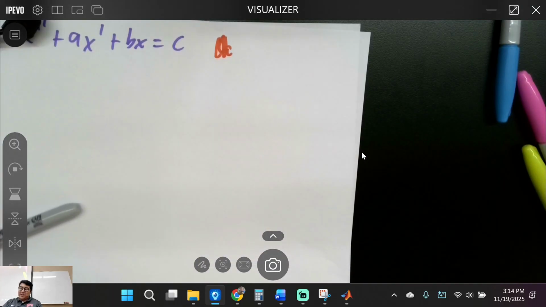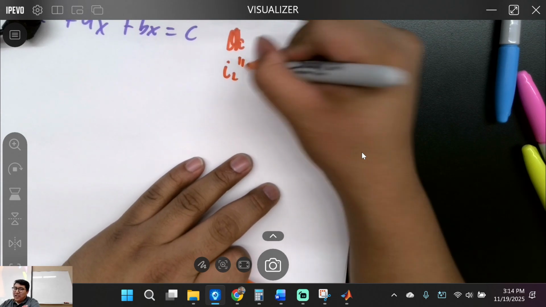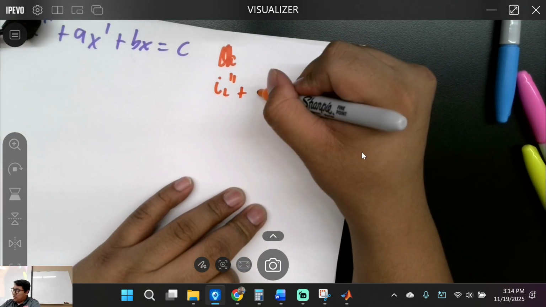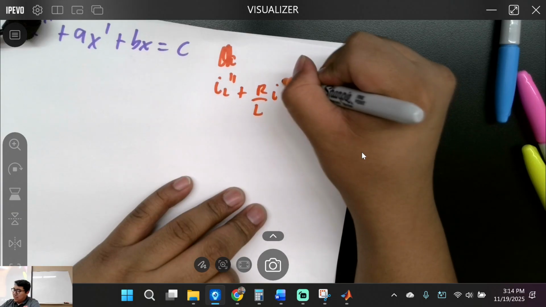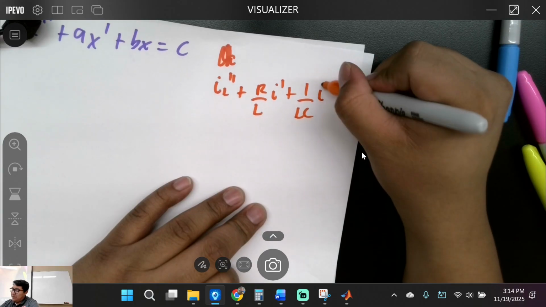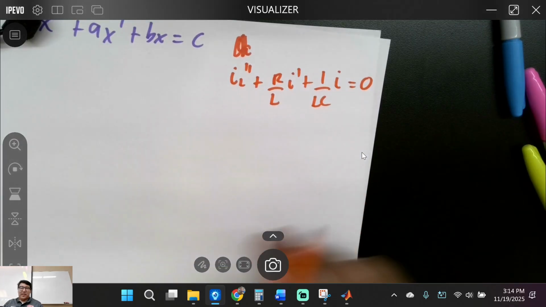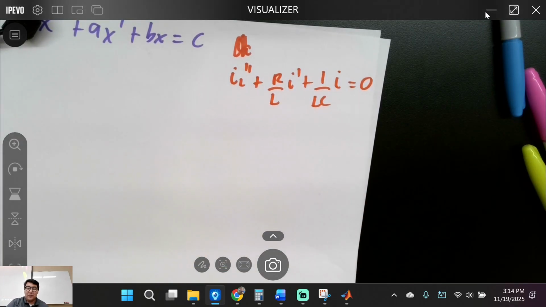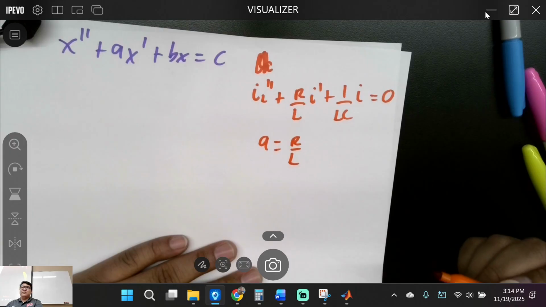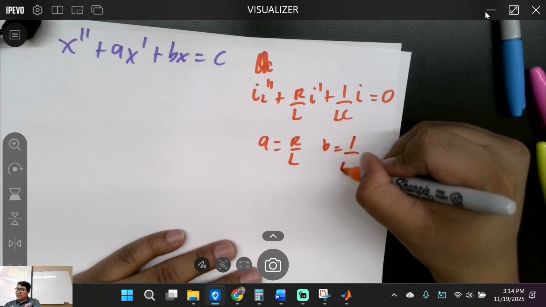Anyways, let's write our ghost equation. I L double prime, right? Plus R over L I prime, okay? Plus 1 over LC I, okay? Gonna get rid of these L's. What is our alpha term? R over L, right? And then what is our B term? 1 over LC. Is that good?